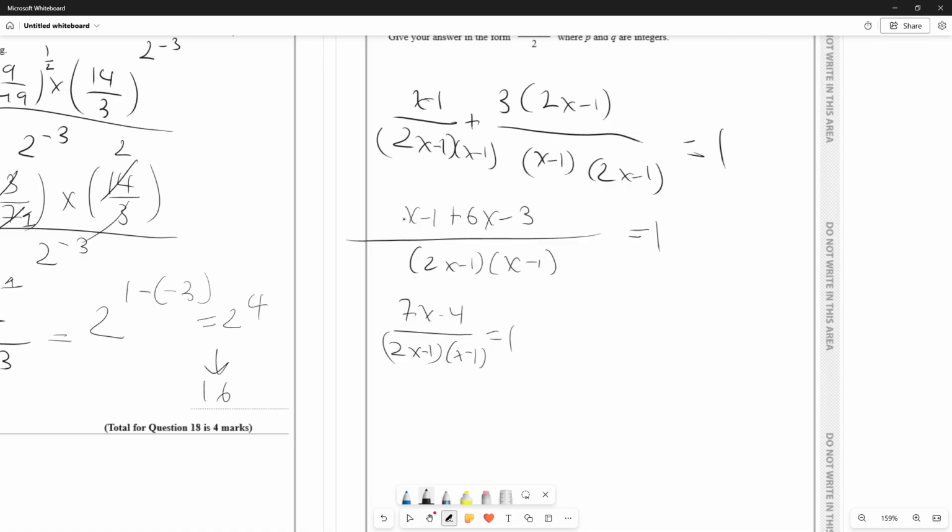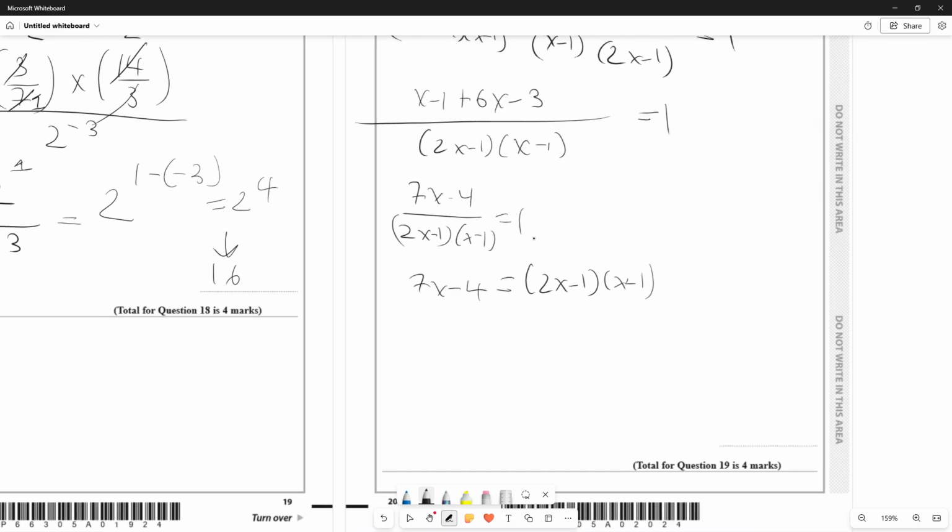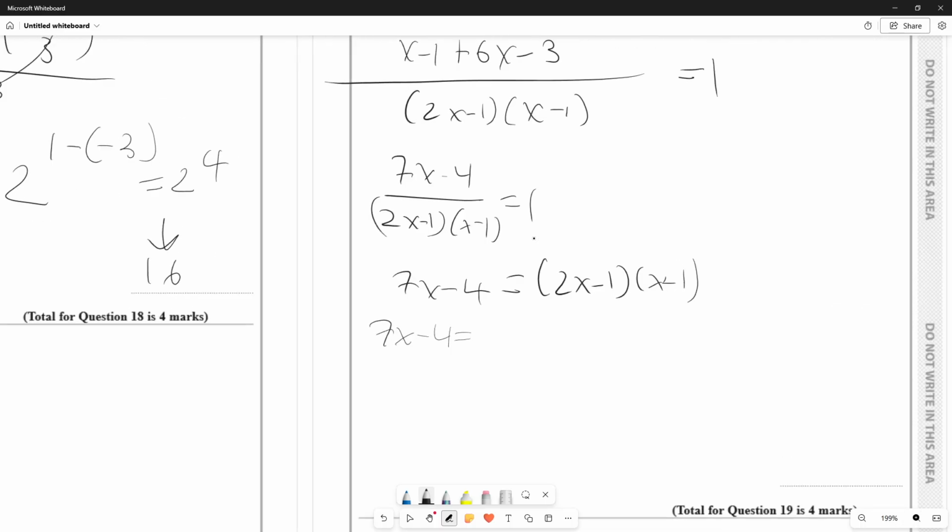And now I'm going to times both of these brackets by, I'm going to move these to the other side by just timesing them. So we get 7x minus 4. And because it's just the same brackets, this should be solvable by now. So I'm going to keep this right side clear for the quadratic formula. This is equal to, and if I quickly expand this, we get 2x squared minus 2x minus x plus 1. So 7x minus 4 is equal to 2x squared minus 3x plus 1.